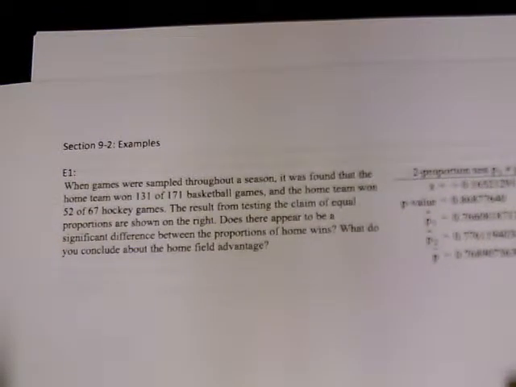And it says in example E1, when games were sampled throughout a season, it was found that the home team won 131 of 171 basketball games, and the home team won 52 of 67 hockey games. The result from testing a claim of equal proportions are shown on the right. And that's this output right here that you see here. Does there appear to be a significant difference between the proportions of home wins? And what do you conclude about the home field advantage?